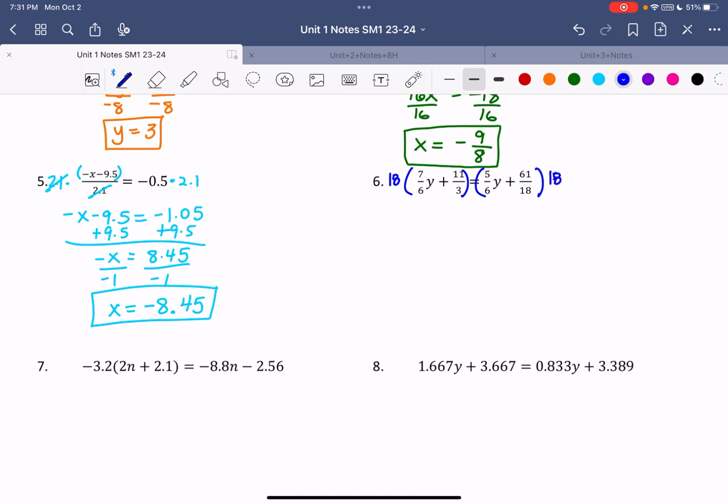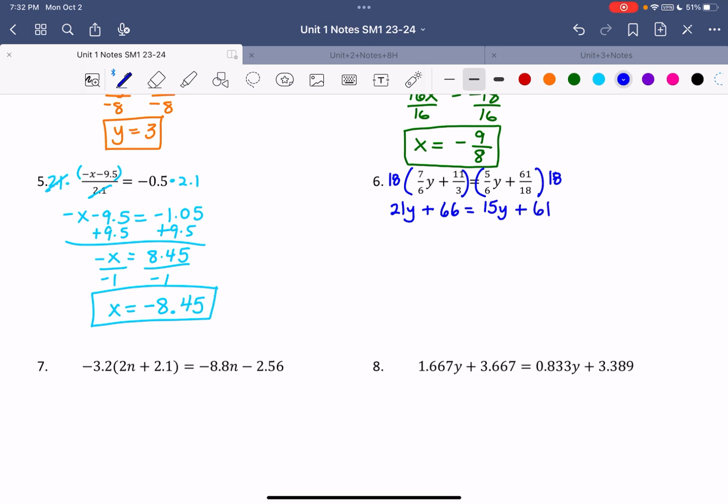So distribute that through. So 7/6 times 18, well, 6 goes into 18 3 times, and then 3 times 7 is 21. So that's 21y. And then when we distribute again, 3 goes into 18 6 times. 6 times 11 is 66. You can also use your calculator to help you with that. 6 goes into 18 3 times, 3 times 5 is 15, so it gives us 15y. And then on the 61/18 times 18, that's just 61.